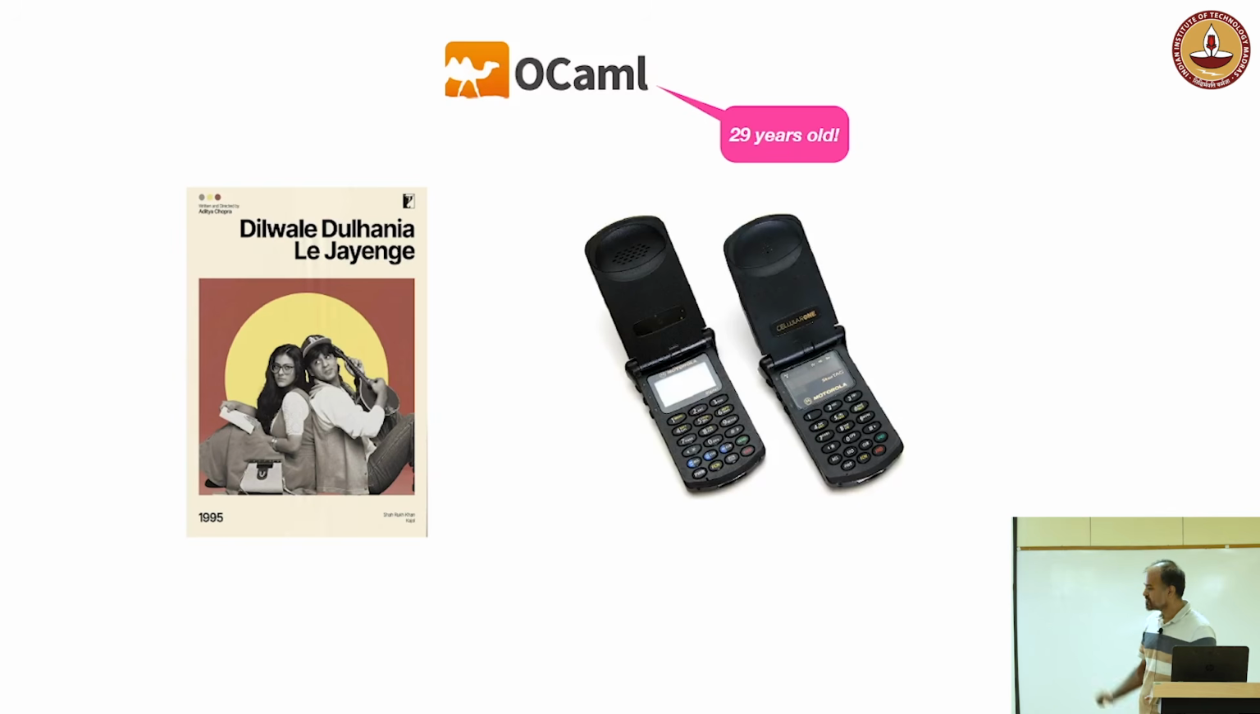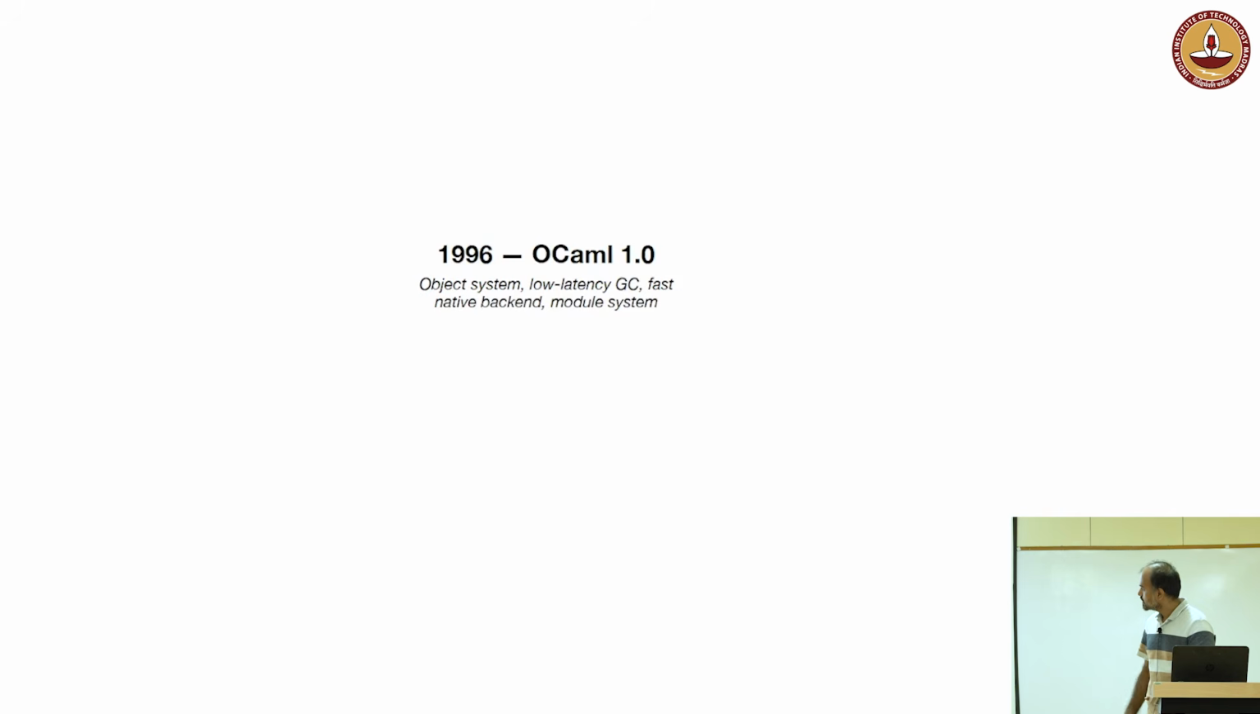Very old. Just to give you an idea, this is the best-selling phone the year OCaml was released, right? So there is this tendency in tech to always go for new and shiny things, right? And the question that we want to ask is, this is a 30-year-old language. Is this still relevant today, right?